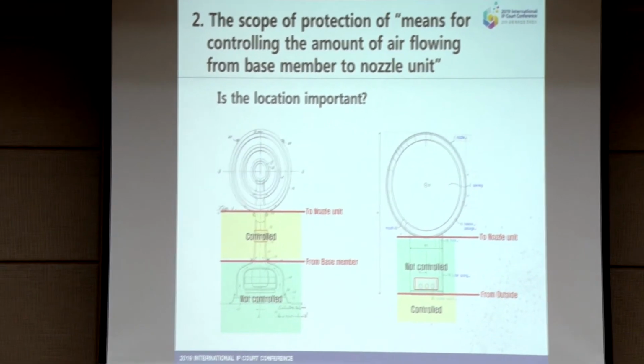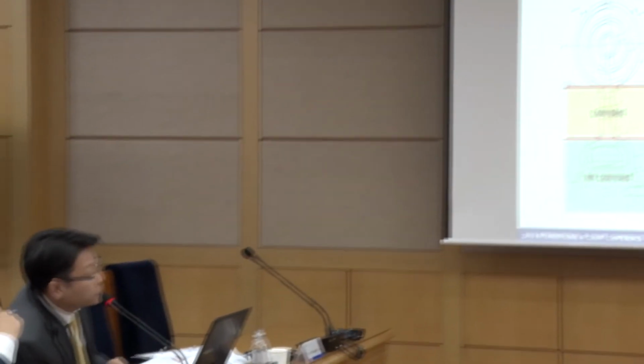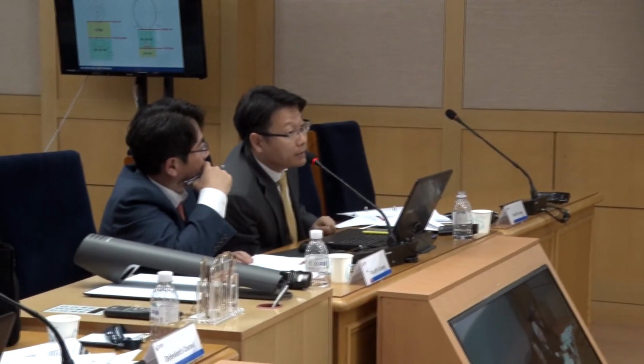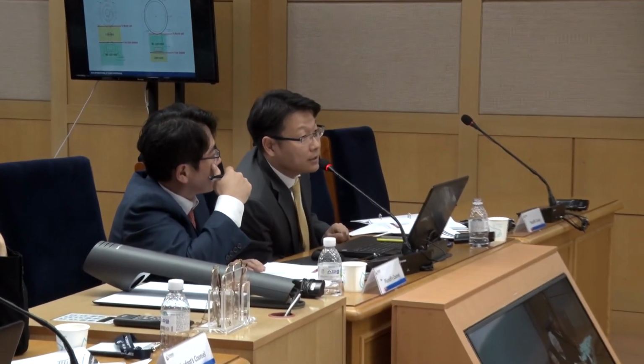I think the location of the mechanism or the part that controls the amount of air does not really matter because it's not mentioned in the claim language. From the plaintiff's perspective, whether the controlling part is located in the motor or at the base doesn't really matter, as long as that part does control the amount of air flowing from the base to the nozzle.